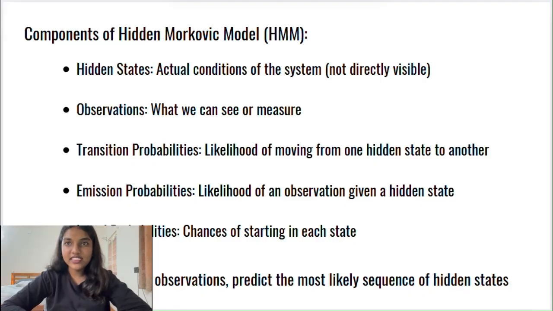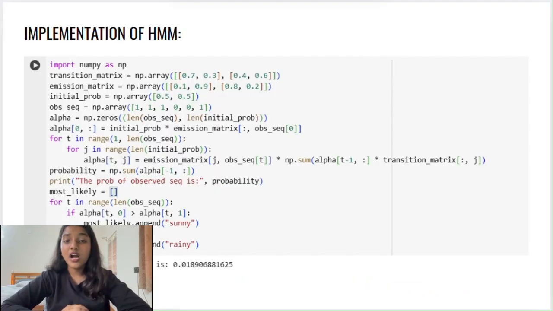Now let's see about the implementation of the hidden Markov model. So we assume that the real weather, sunny or rainy, is hidden, but we can see clues like people carrying umbrellas or not. So first we set up 3 important things: how likely the weather changes, the transition matrix; how likely we see umbrellas depending on the weather, the emission matrix; and how likely the weather is at the start, which is the initial probability. And then, using the forward algorithm, we calculate the probability of seeing the given sequence of clues, like seeing umbrellas on different days. After that, for each day, we guess whether it's more likely sunny or rainy based on the highest probability.